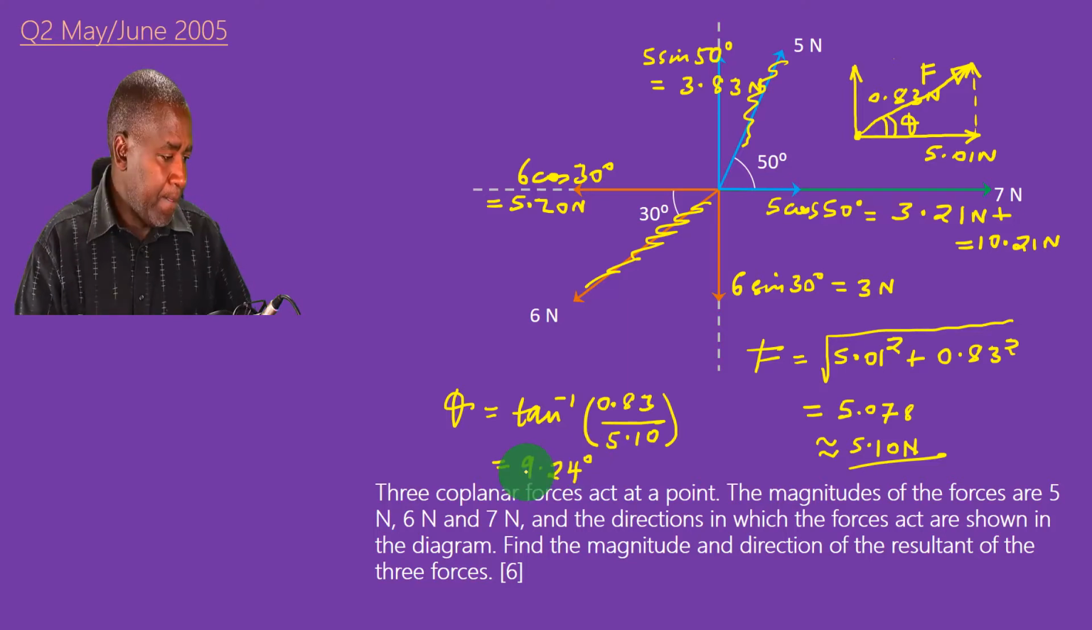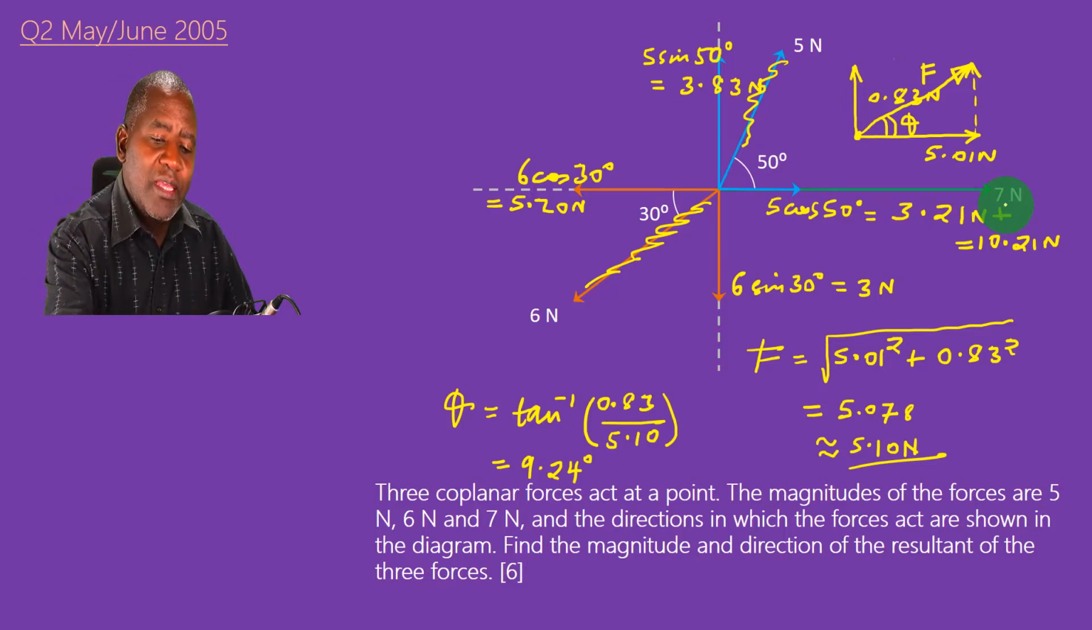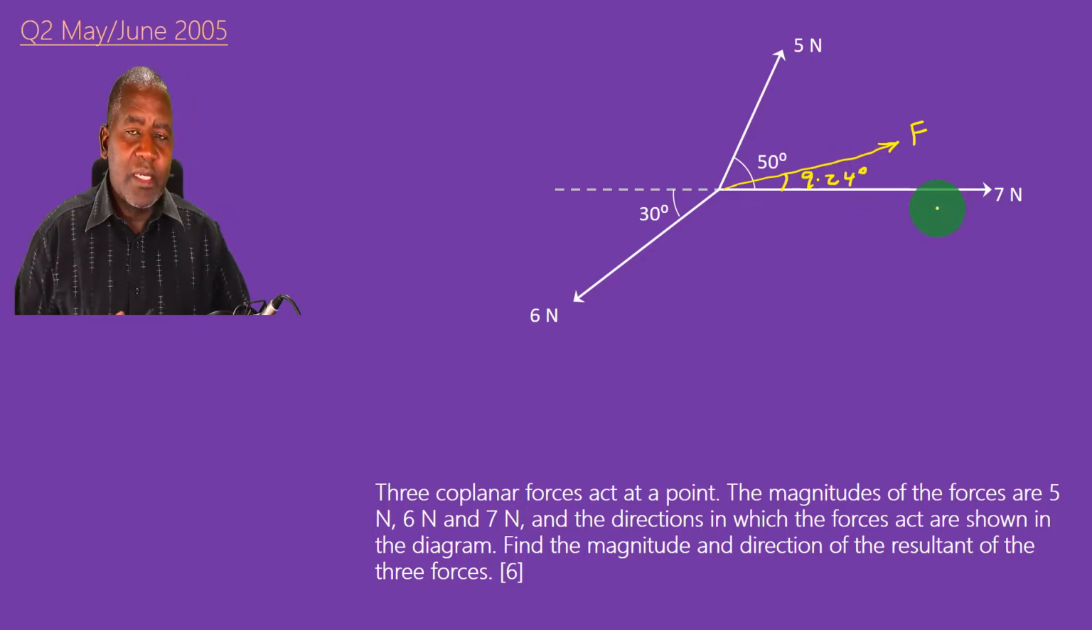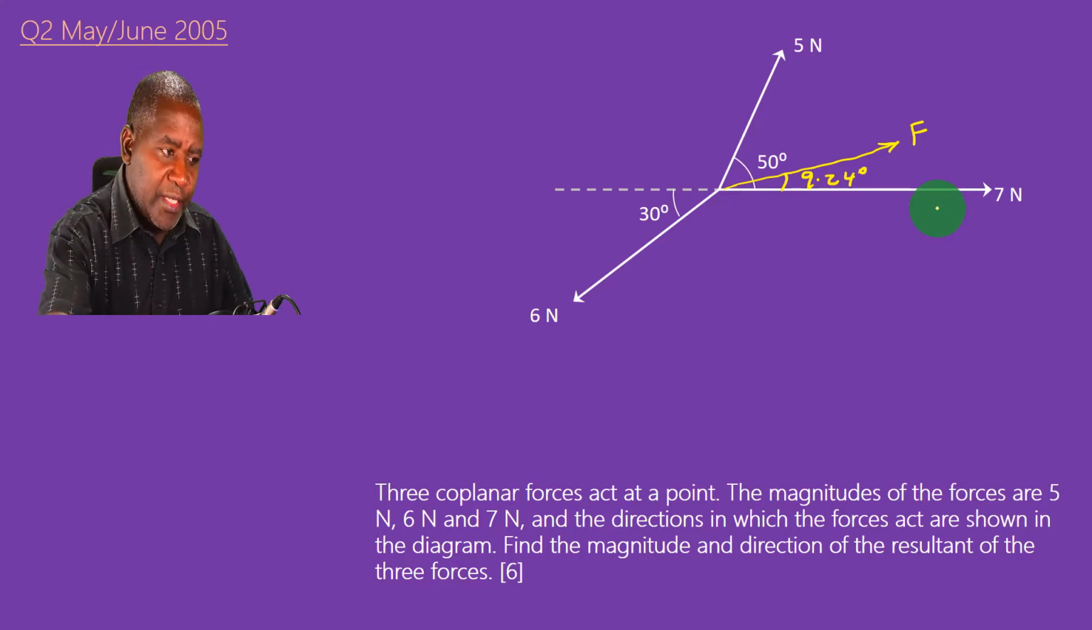For example, you can say the resultant makes an angle of 9.24 degrees in the anti-clockwise direction to the 7 Newton force, because the 7 Newton force was there in the previous diagram. You can see it was there. So we have worked out and found that the resultant is here. That is the resultant, F, and it makes an angle of 9.24 degrees, like that. Very easy.